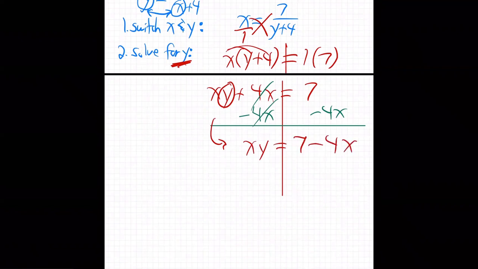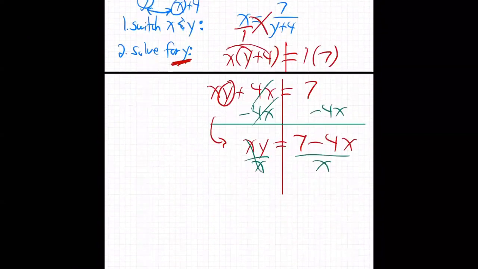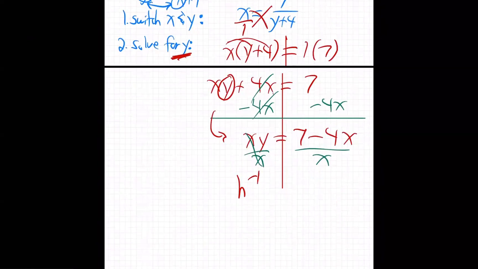And then the last step to finish getting y alone is to divide by x. Now you can divide by x like one big bar. That's probably the best way to do it. And that's it. That's what we do here. This is h, this is h inverse. It's 7 minus 4x all over x.